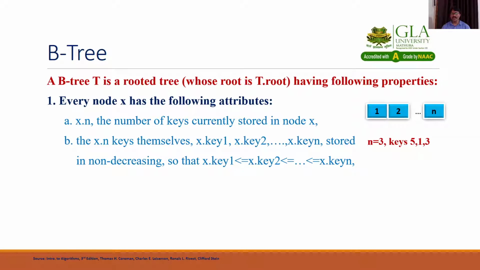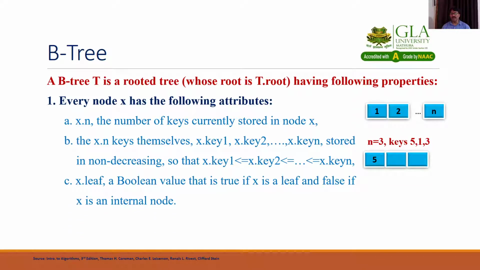I have taken one example, n equal to 3, keys 5, 1, 3. So if X dot n is 3, the node X will consist of 3 elements. First I am going to insert the 5. Okay, I have inserted 5. Then we are going to insert the 1. What do we have to do? 1 will never go after 5. Why? Because 1 is smaller.